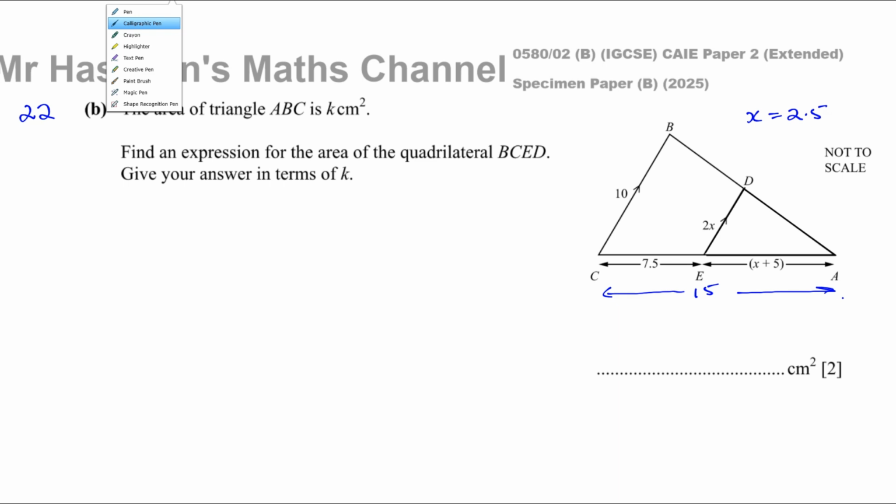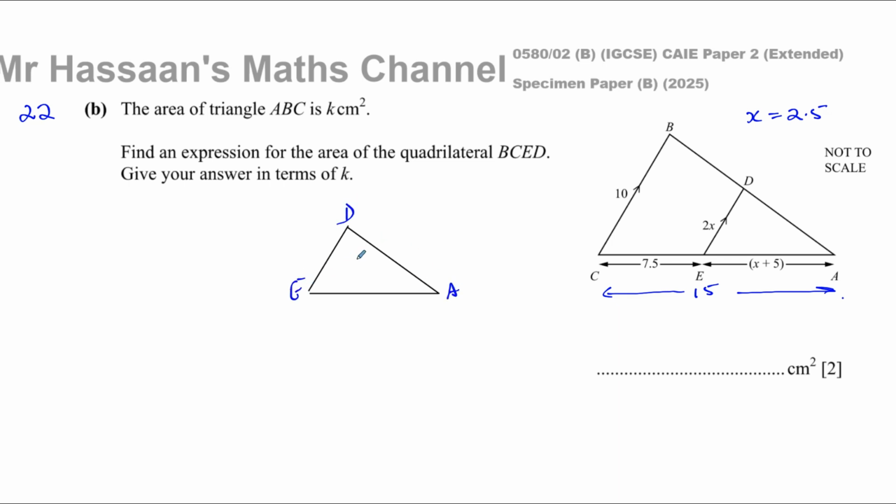Okay, now for part B of this question number 22. Part B is about the area of this triangle ABC, which is the big triangle, is k centimeters squared. Find an expression for the area of the quadrilateral BCED. Give your answer in terms of k. So what we know is that these two triangles are similar triangles. The small triangle here is called triangle ADE. This triangle and this triangle are similar triangles, as we learned earlier.